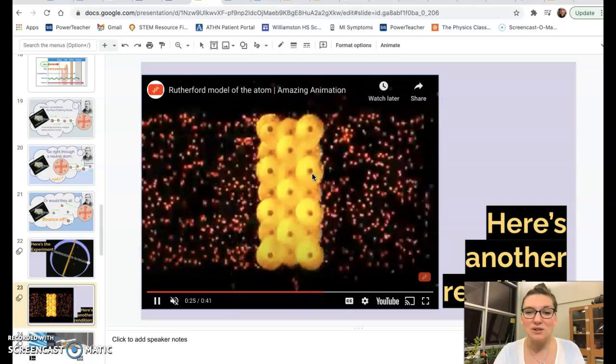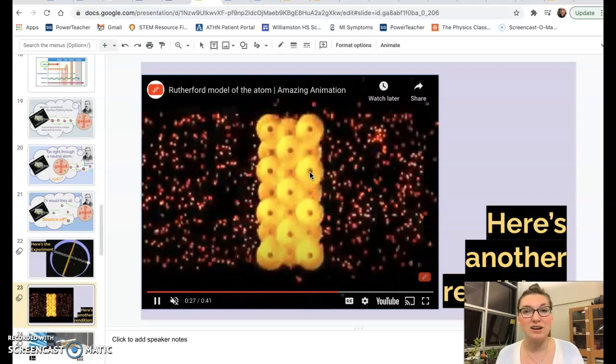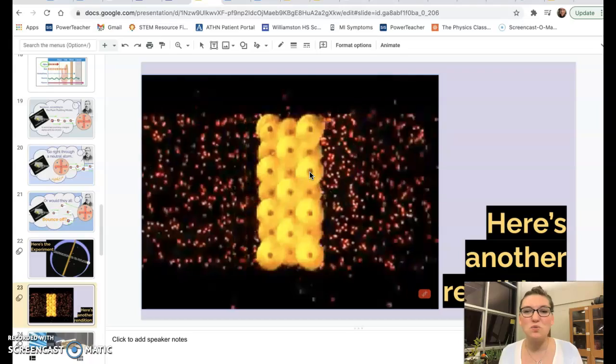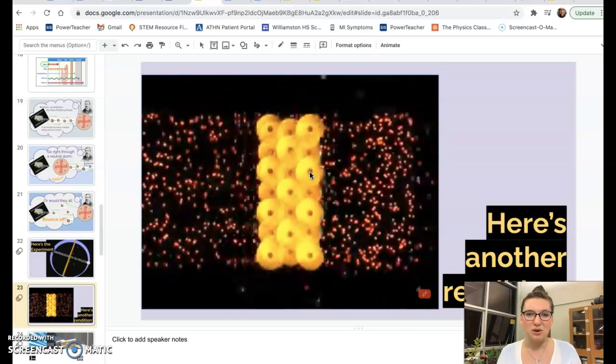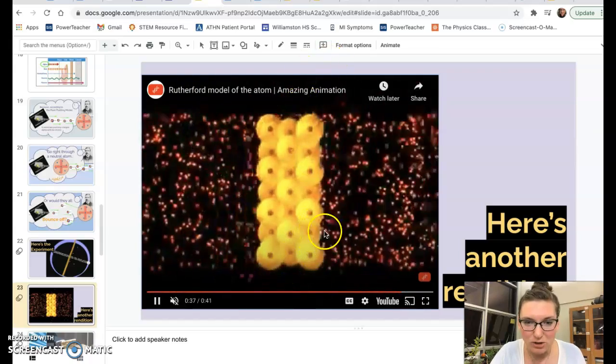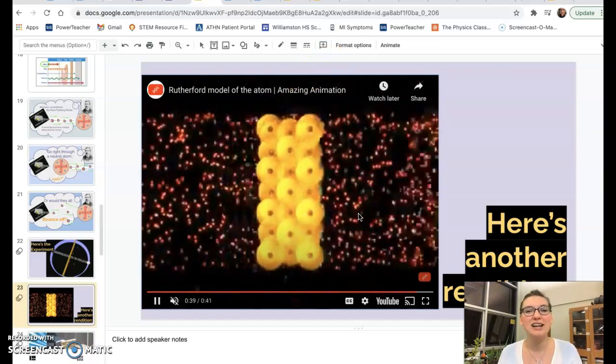So it turns out these nuclei, and all nuclei in all atoms, are super tiny. They're like 1/10,000th the size of the whole atom. So you can see these alpha particles bouncing off only when they hit that super tiny nucleus.